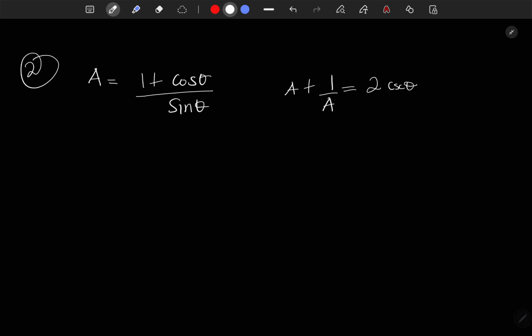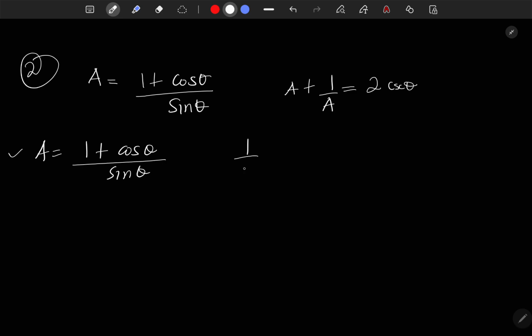Another one. If a is equal to 1 plus cos theta over sin theta, prove that a plus 1 over a is equal to 2 cosec theta. How do we prove that? Since they have told us that a is this, the only thing that we are doing here, ladies and gentlemen, is just substituting there. Step 1, our a is 1 plus cos theta over sin theta.